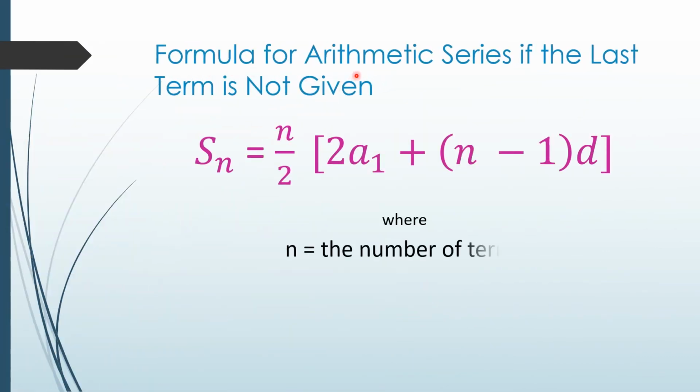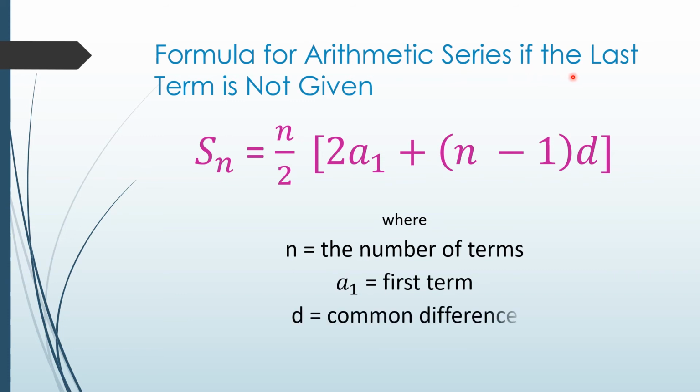Formula for arithmetic series if the last term is not given. It is given by the formula S sub n is equal to n over 2 multiplied by quantity 2a sub 1 plus quantity n minus 1 d, where n is the number of terms, a sub 1 is the first term, and d is the common difference.